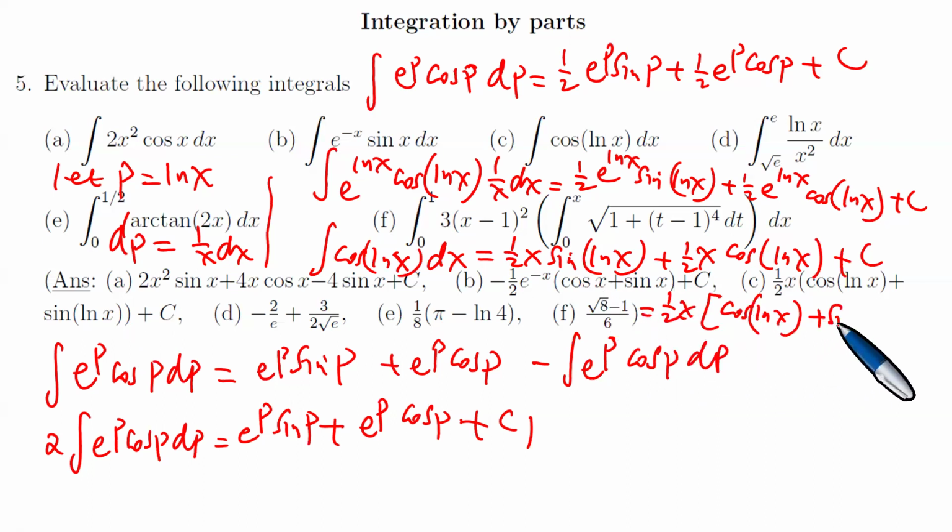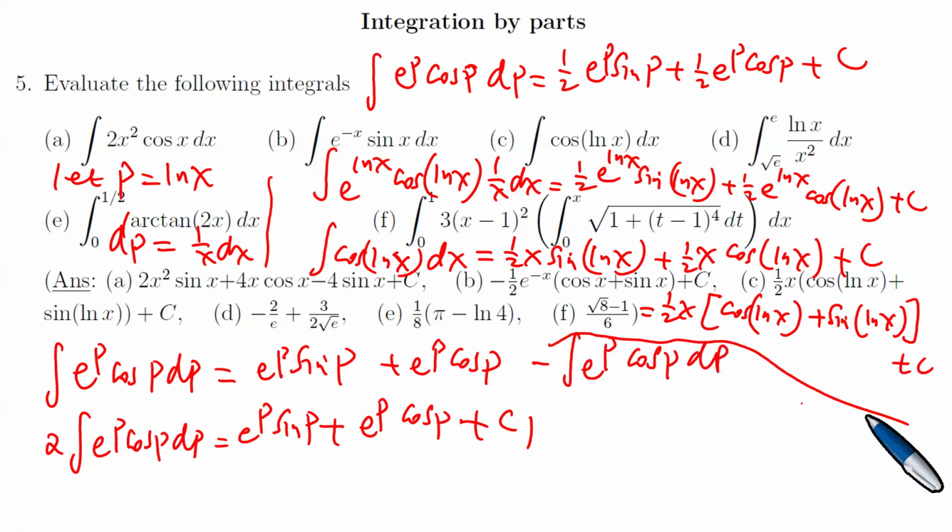the sine of ln x plus c, like that, which is 1/2 x, the cosine of ln x plus the sine of ln x, plus c. So that becomes the answer to the part C of this question.